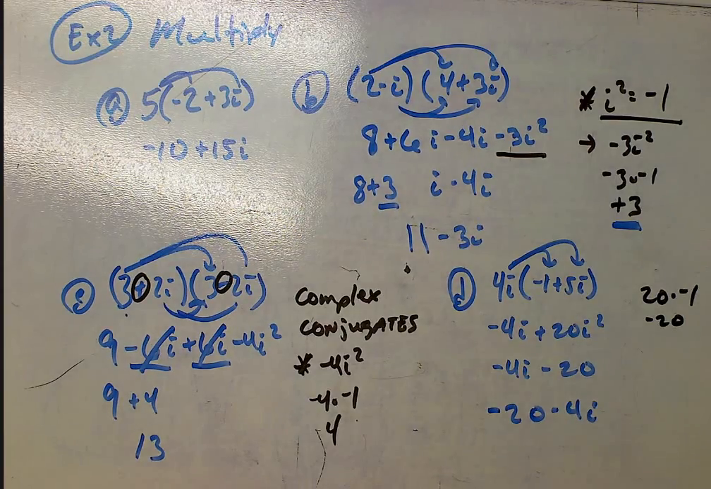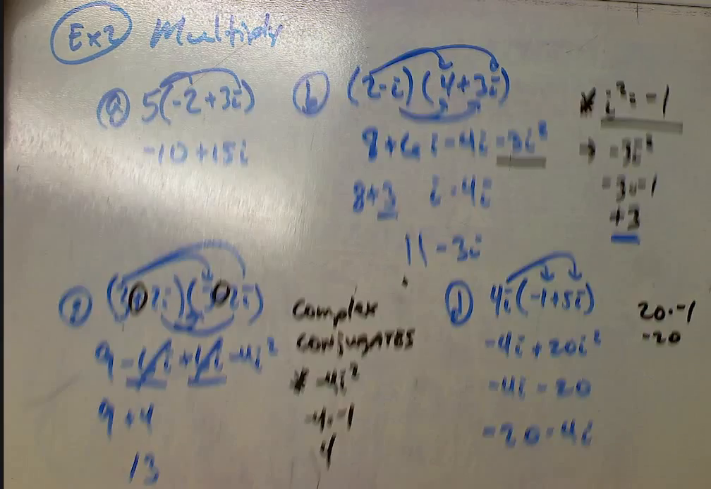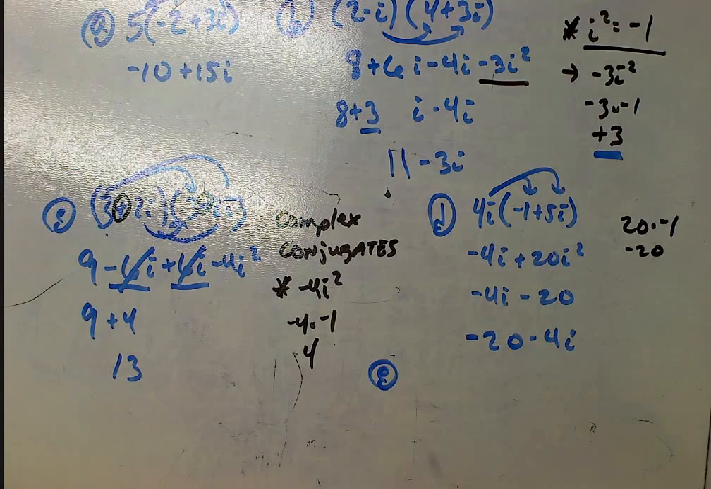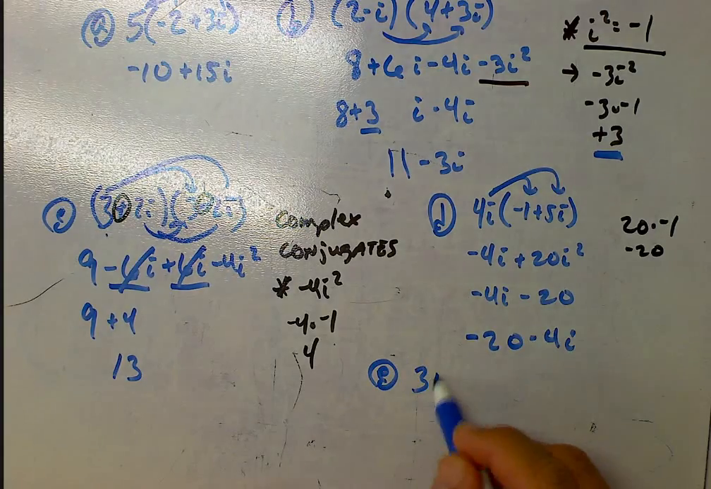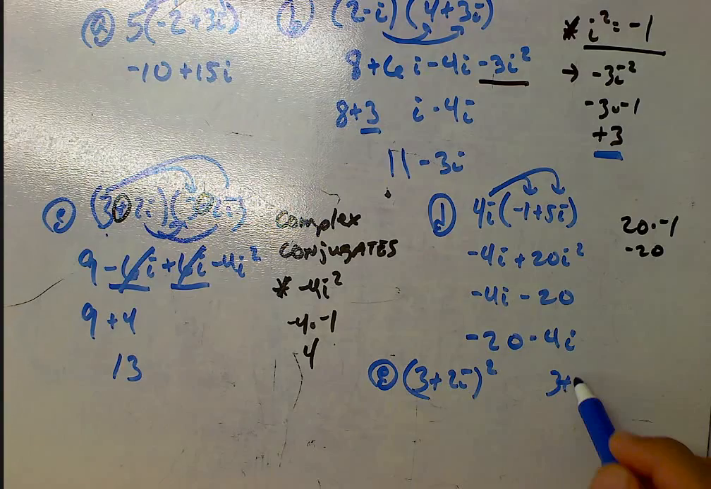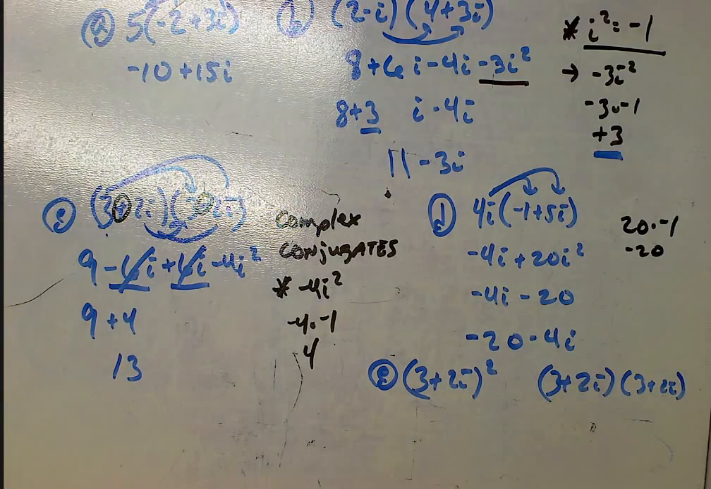One last example here. Example E is going to be 3 plus 2i quantity squared. One way to do it is to go 3 plus 2i times 3 plus 2i, multiply that to get the right answer. That'll work. What I'd like to see you do is say, okay, square the first term, 9. 3 times 2 is 6. 6 times 2 is 12, so it's plus 12i.